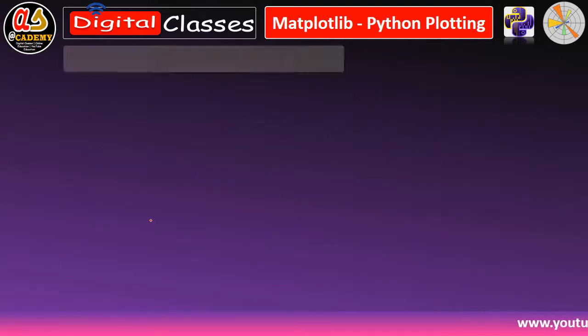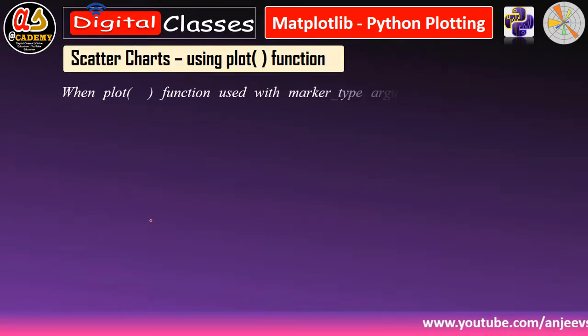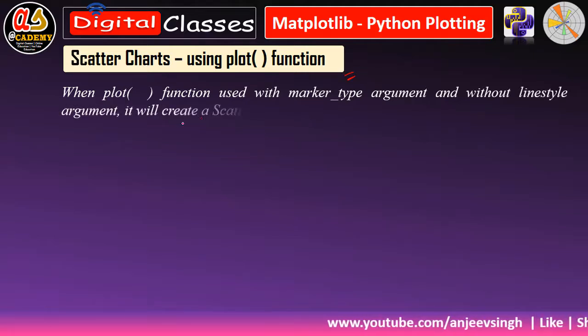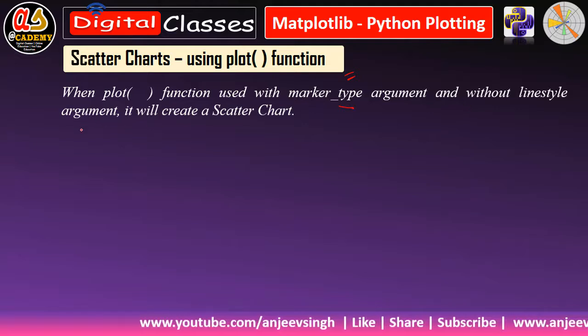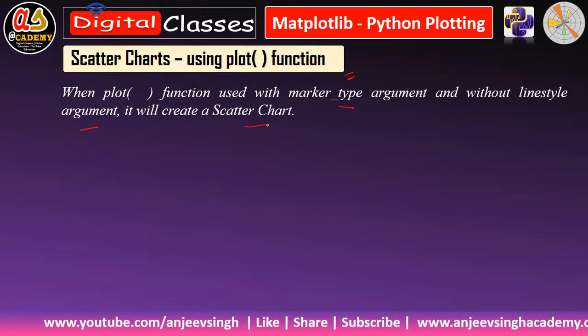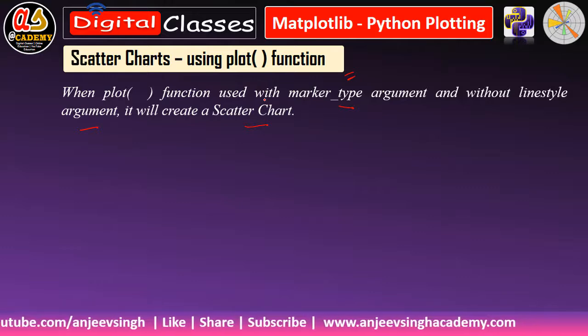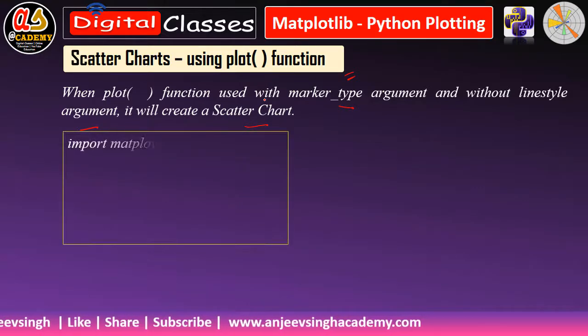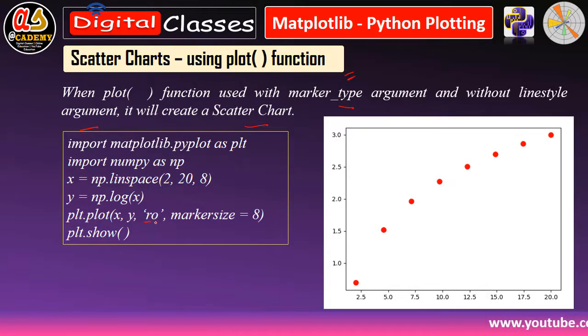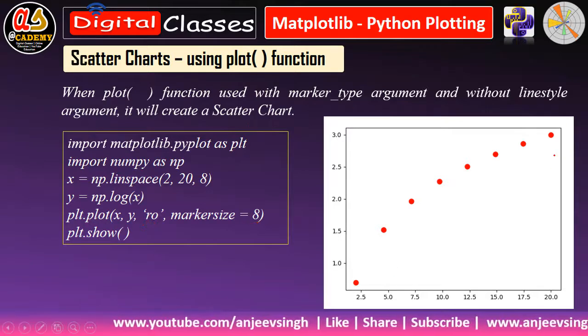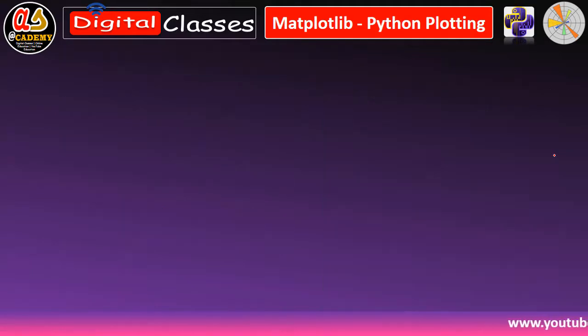So today we are going to learn the scatter chart through the plot function. So what are scatter charts using the plot function? When the plot function is used with the marker type argument and without the line style argument, it will create a scatter chart. So look at this. This is the marker type and this is the color and marker type, but I have not given the line style and I have given the marker size. This is the situation where a scatter chart forms with the help of the plot function.